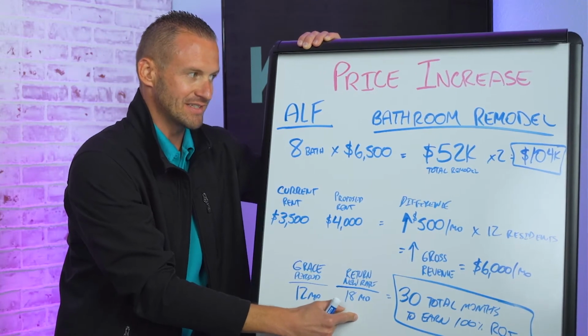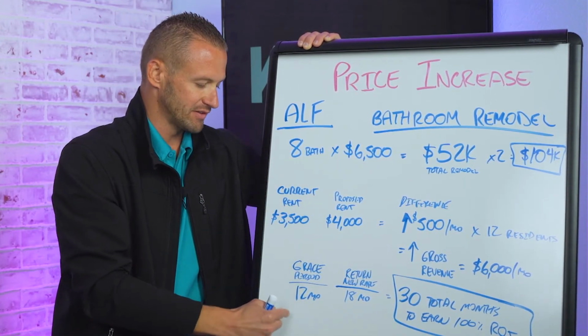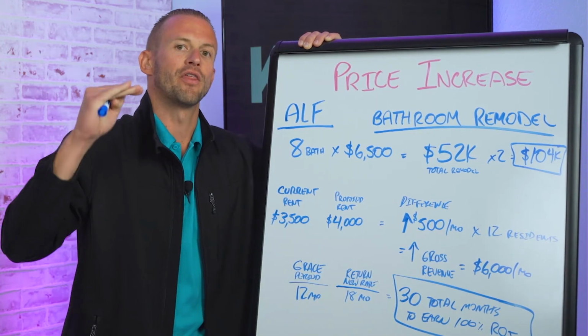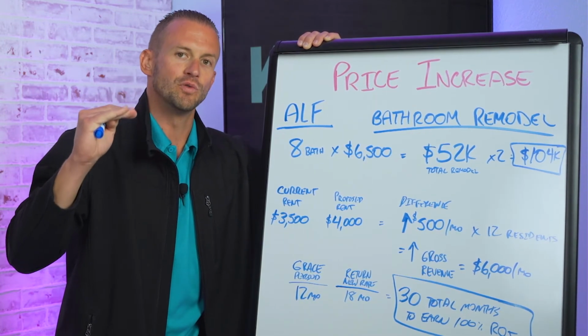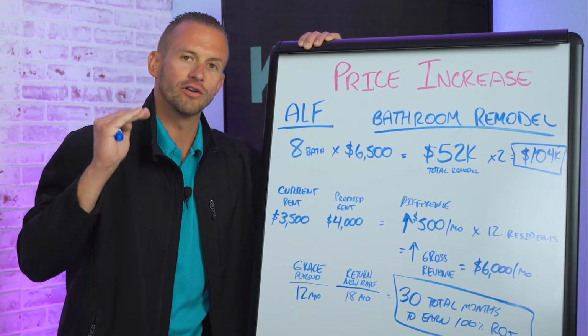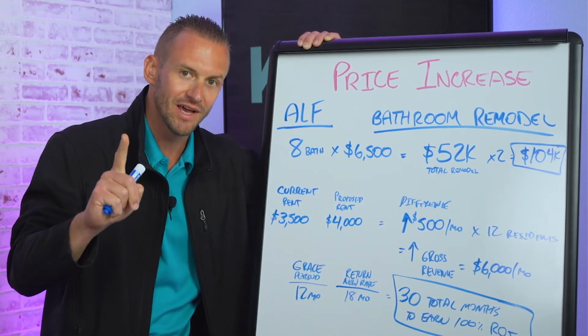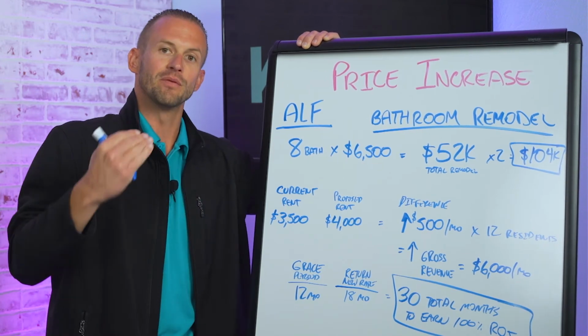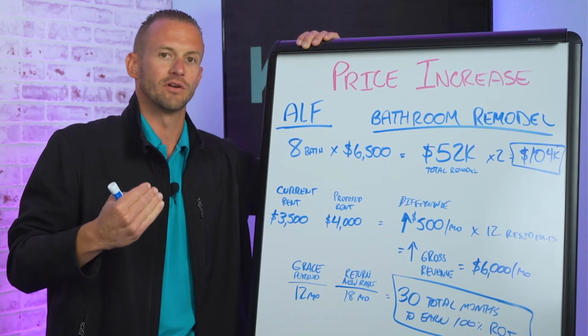So the reality is this is just a rough estimate, but it's going to take your 12-month grace period plus your 18 months, so a total of about 30 months for you to earn a return of $104,000, which is a 100% return on your original investment. So it's going to take about 30 months to earn that 100% return on that investment.